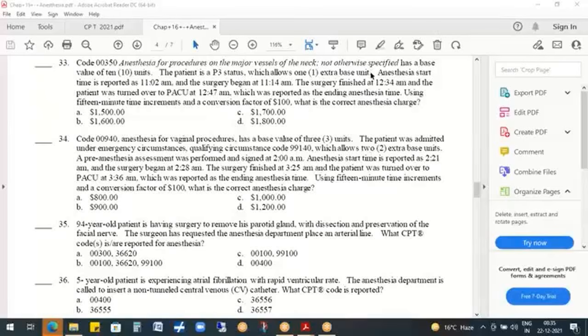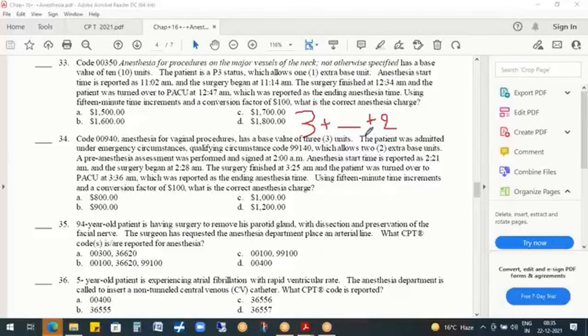Now see here. How many base value units are given in the question? What is the base value? 3. Okay, 3, sir. Plus time, I need to calculate, leave it as empty. What is the modifying factor units? 2. As I said, it is based on status P indicators or qualifying circumstance, 2.